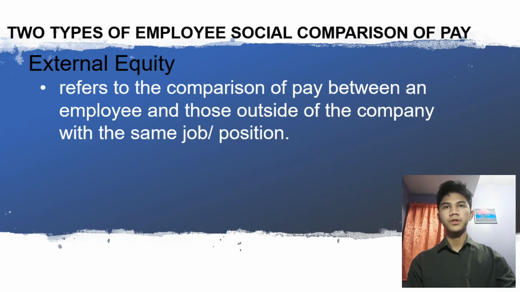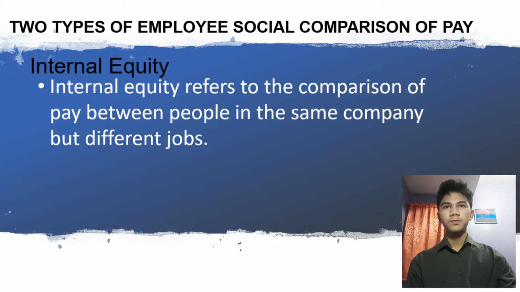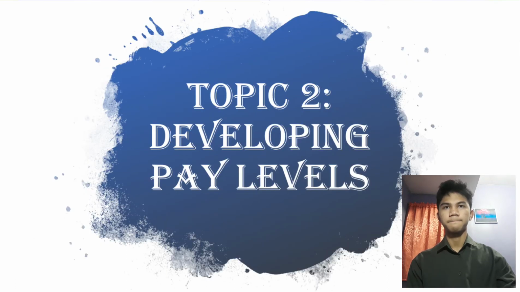Two types of employee social comparison of pay. First, external equity refers to the comparison of pay between an employee and those outside of the company with the same job or position. It focuses on what employees in other organizations are getting paid for doing the same job. Internal equity focuses on what employees within the same organization but in different jobs are paid.